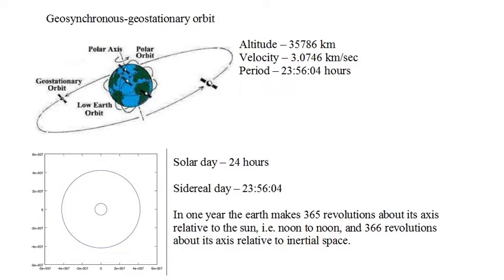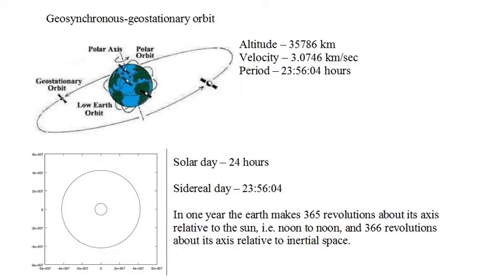Geosynchronous satellites orbit the Earth once every sidereal day. Viewed from the Earth, a geosynchronous satellite appears to trace out the same path in the sky every day. A geosynchronous orbit in the equatorial plane results in a satellite that appears to be stationary in the sky, and that's called a geostationary satellite.